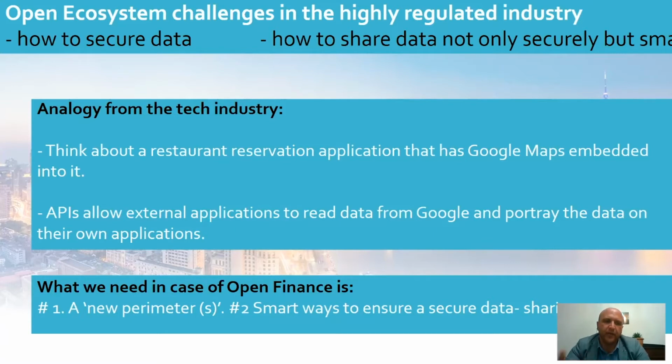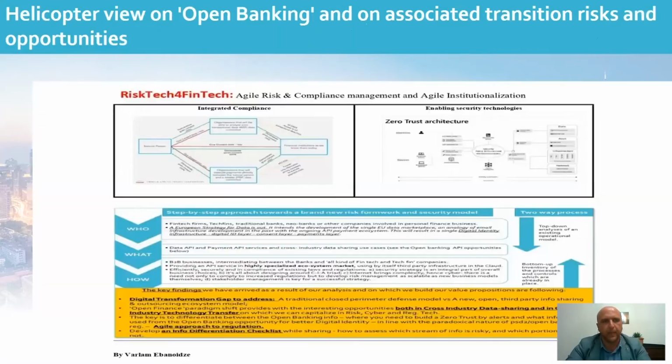And we need to think not only about security measures, but smart measures of data sharing and interaction with our partners when it comes to PII, or personally identifiable information, which is the most sensitive part of the information in banking, right? So again, we need to find new parameters, as we are expanding a closed perimeter into the internet, and smart ways to ensure secure data sharing.